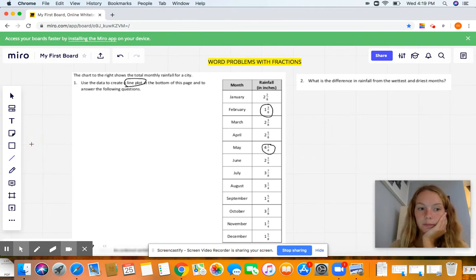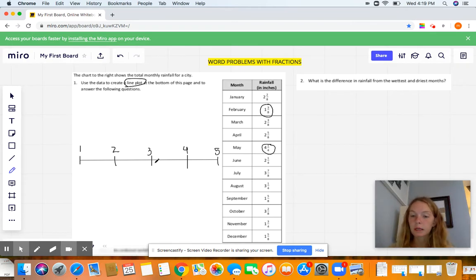So let's see here. Let's make a line. And now we can start it at 1, because that comes before 1 3/8, and we can end it at 5, because that comes after 4 1/4. And then we can split it up. 2, 3, 4, 5. So now that we've done our line graph, we can plot our points.